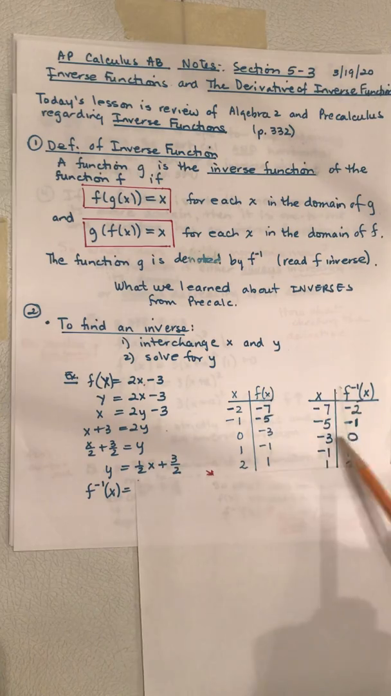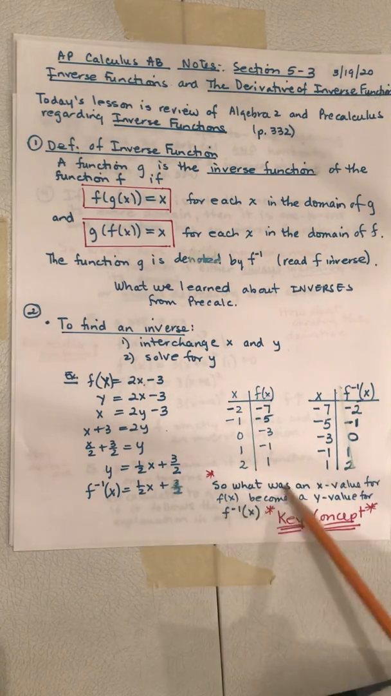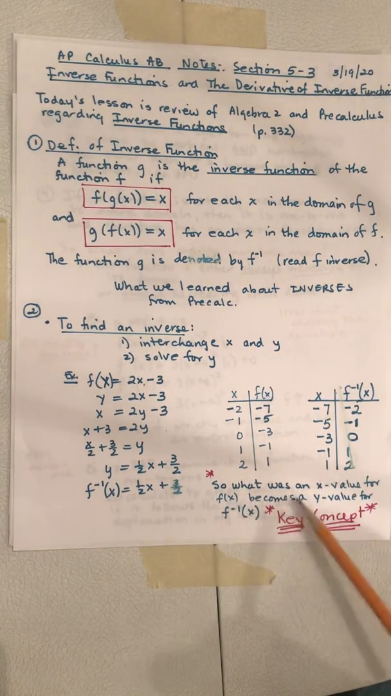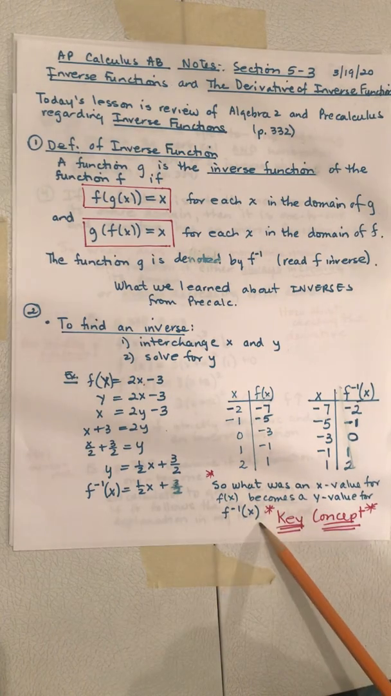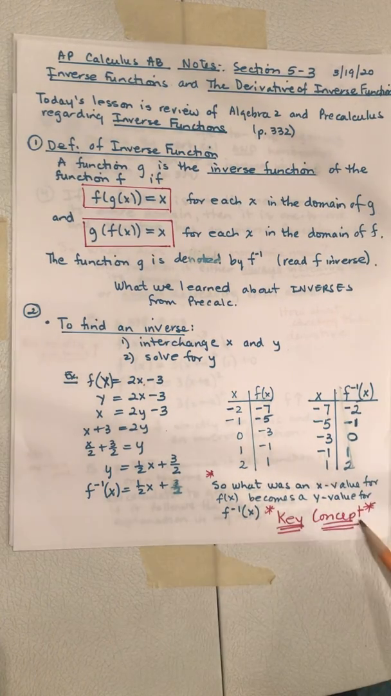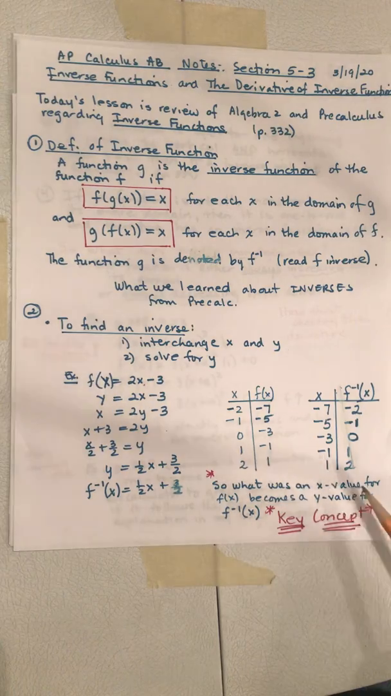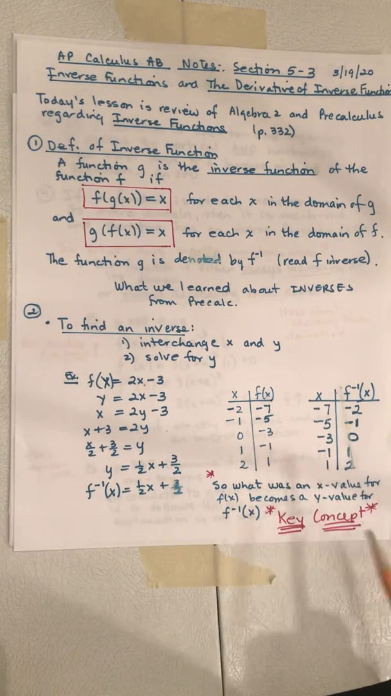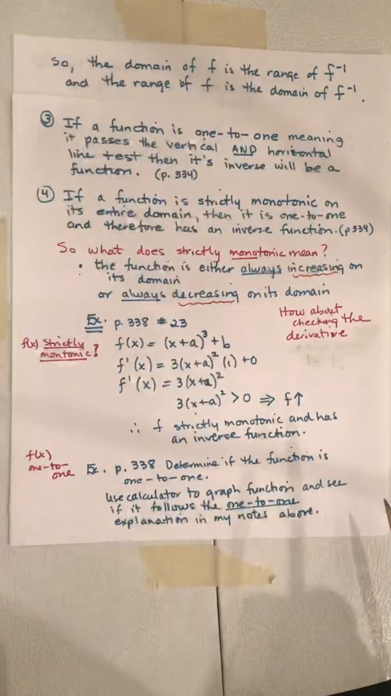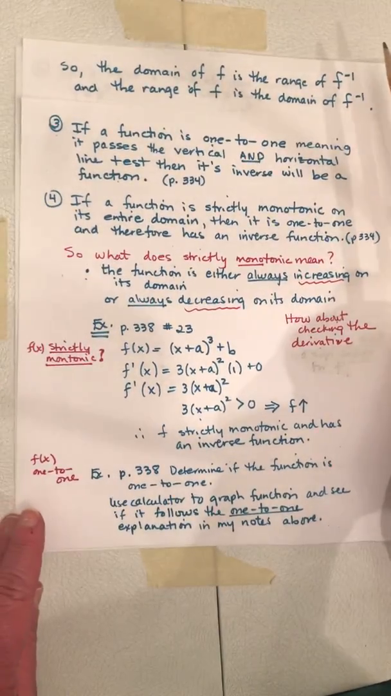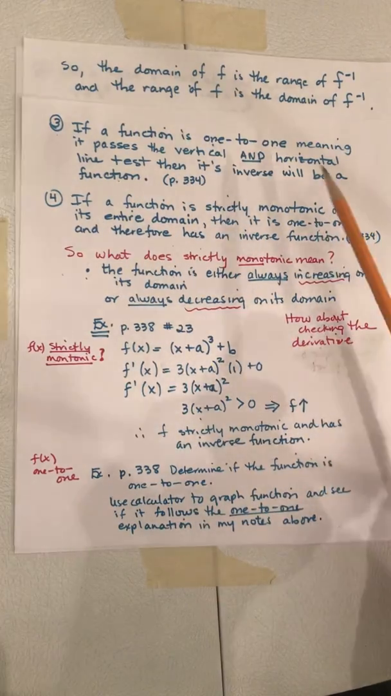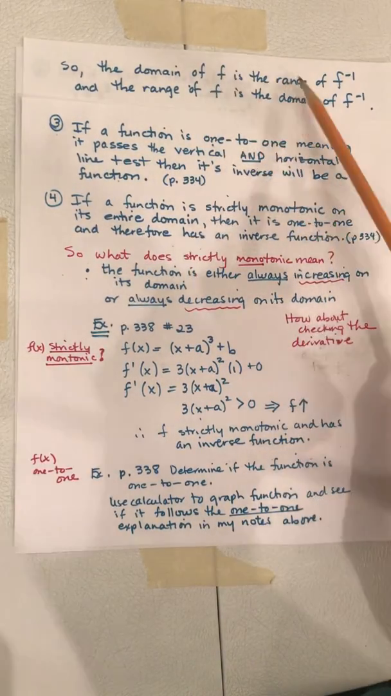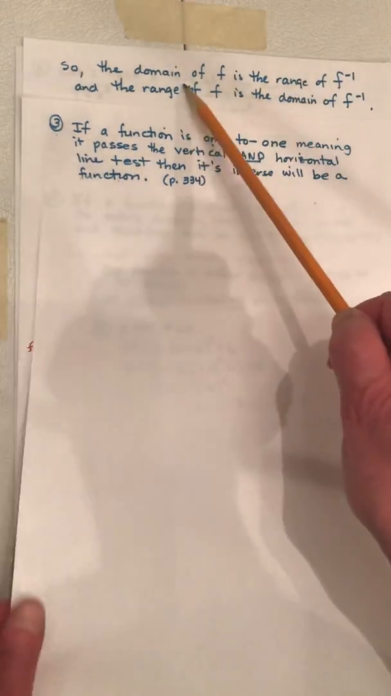That is a key concept. Well, here it is. What was an x value for f of x becomes a y value for the inverse function, f inverse. Key concept. Keep that in mind for tomorrow's lesson, and let's move on with that. What else do we know about inverses? Oh, well, we know that since the x's and the y's flip-flopped, that means the domain of f is the range of the inverse, and the range of the original function f is the domain of the inverse. Okay, there we go.